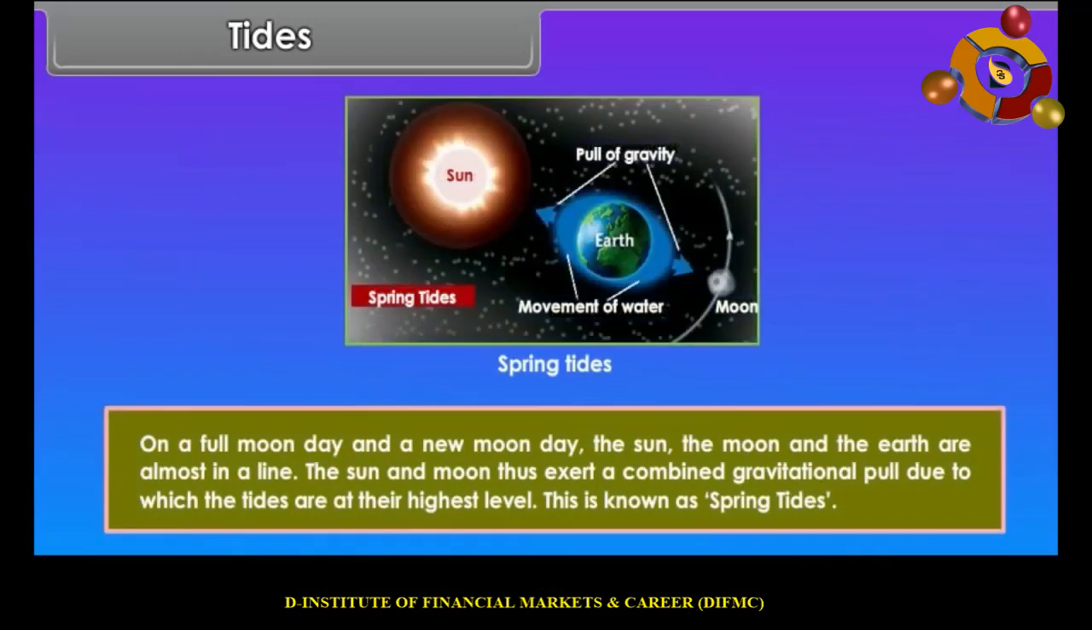On a full moon day and a new moon day, the sun, the moon and the earth are almost in a line. The sun and moon thus exert a combined gravitational pull, due to which the tides are at their highest level. This is known as spring tides.